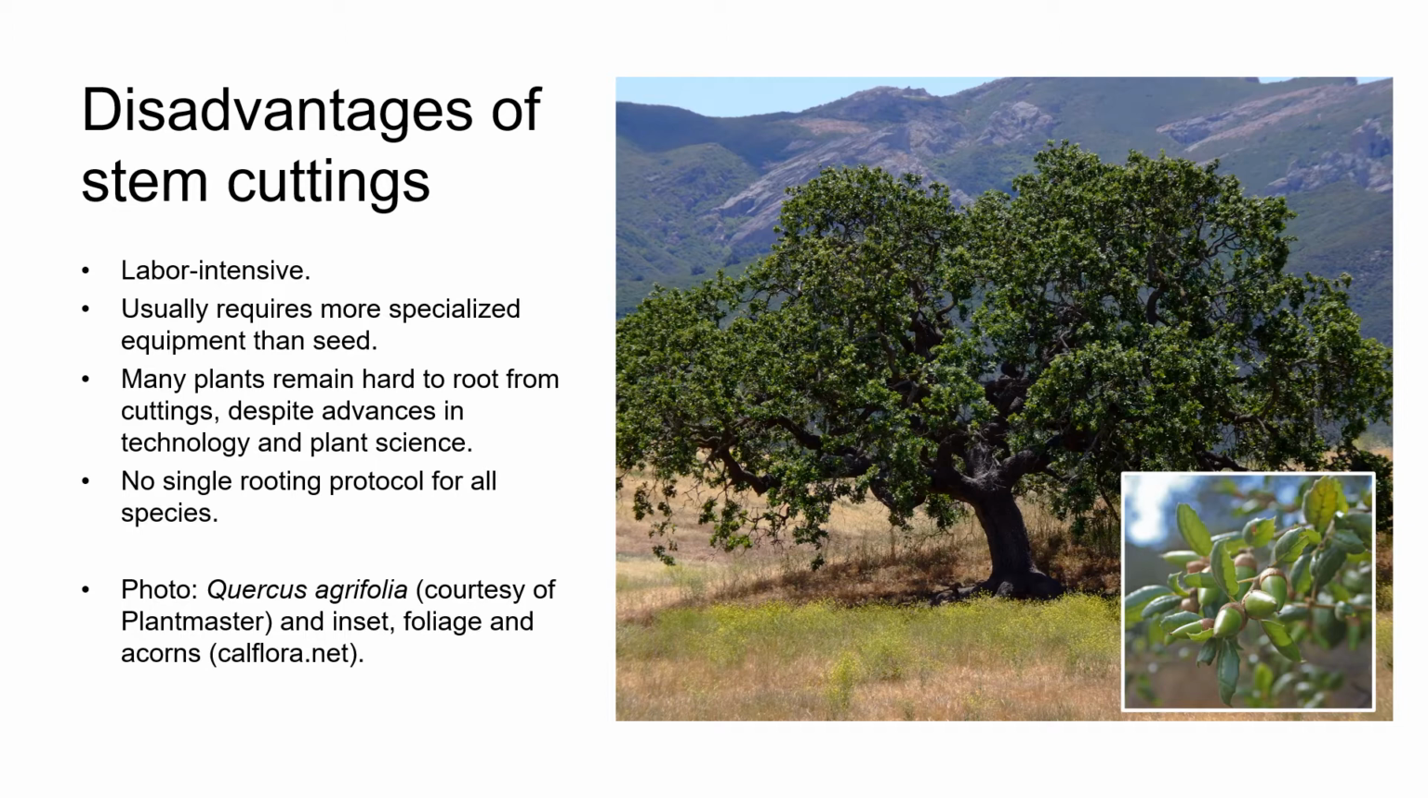In spite of our advances in our knowledge of plant biochemistry and of technological advances in greenhouse design and environmental control, there's still much we have to learn about the production of adventitious roots in plants, and many plants still remain impossible or hard to root from cuttings, like our native coast live oak, Quercus agrifolia, pictured on the right here. Finally, there's no single rooting protocol for all species. Although this can be frustrating, it's also one of the challenges that makes plant propagation so exciting and so interesting and so fascinating.